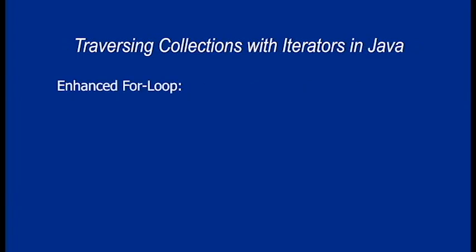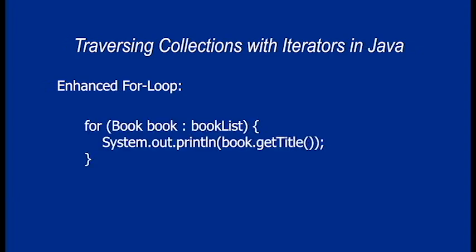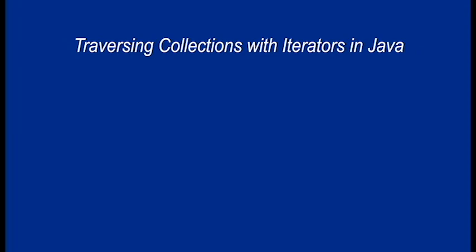Enhanced for loop. In modern Java, the enhanced for loop, or for-each loop, is a more concise way to iterate over collections. It implicitly uses an iterator under the hood. The enhanced for loop simplifies our code and is the recommended approach for iterating over collections when we don't need direct control over the iterator. Understanding iterators is crucial when working with collections in Java, especially when you need that granular control.